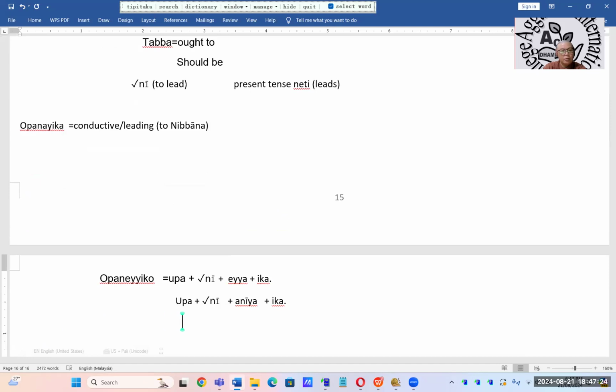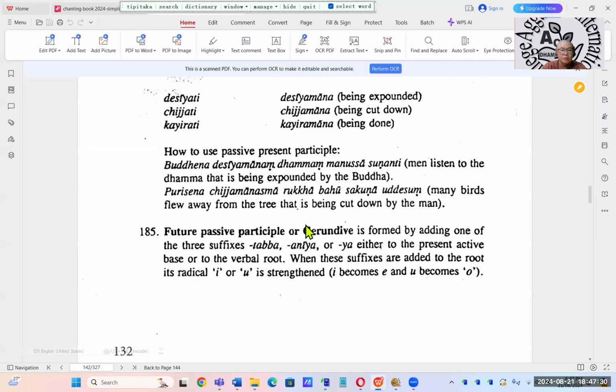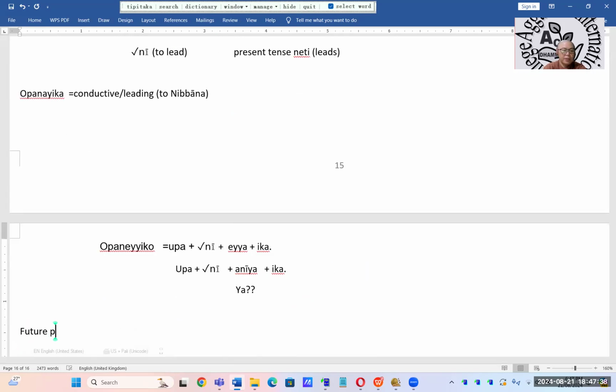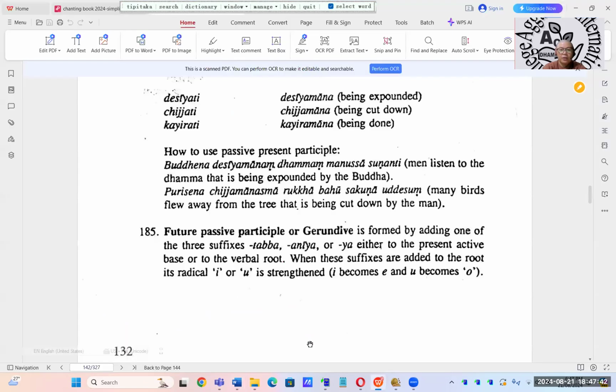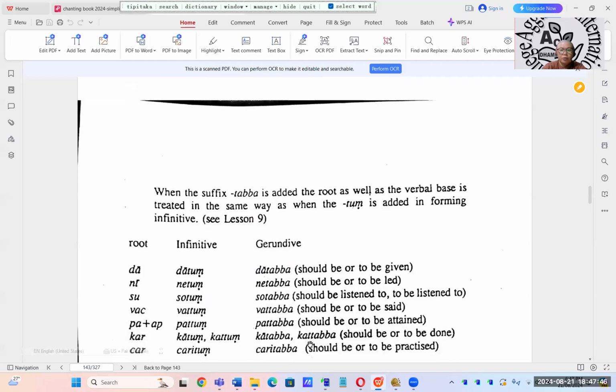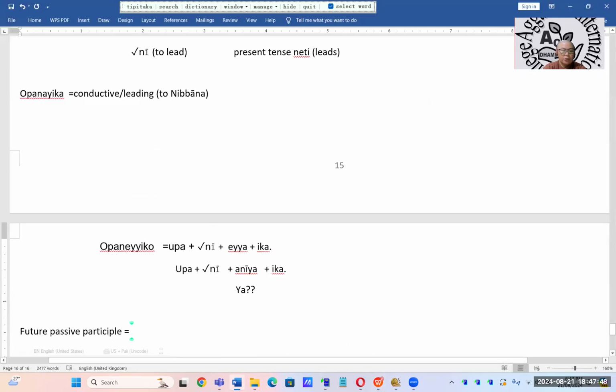Maybe put ya, I think not nice. Maybe we can put ya. Okay. Because this one is coming from tabba, right? So for this, we call it the future passive participle. It has the meaning of what ought to be, should be, or to be.